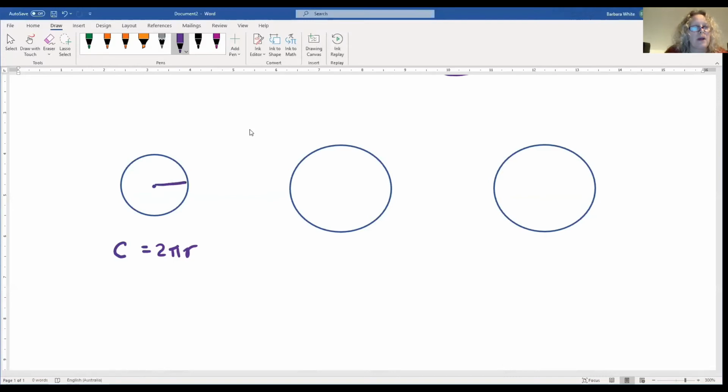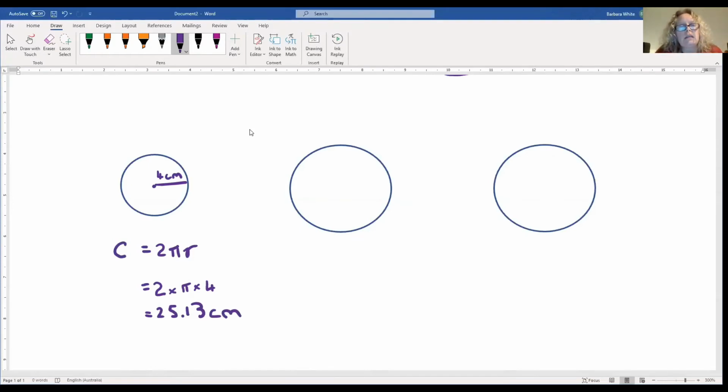This circle has a radius of 4 centimetres. So to work this out, you're going to put in your calculator 2 times pi times 4. And you will get an answer that is 25.13. This is a linear distance around the outside of the circle, so it is in linear units of centimetres.